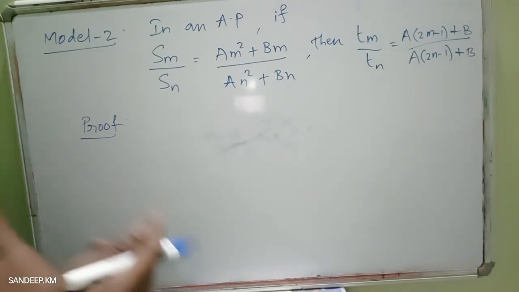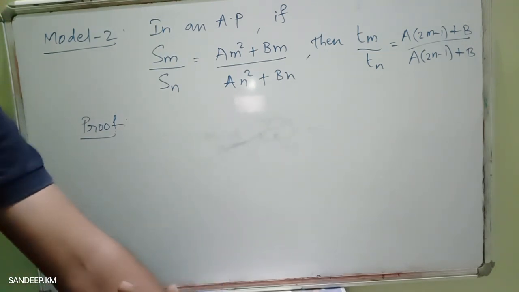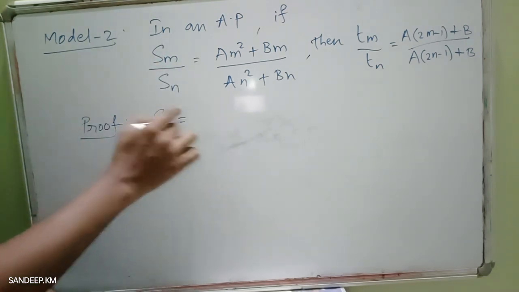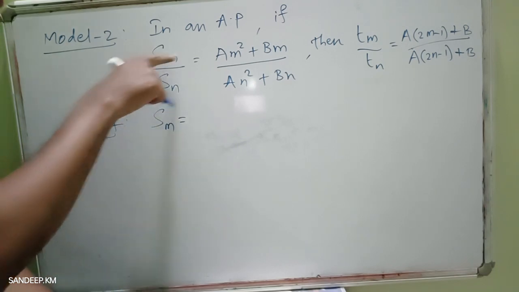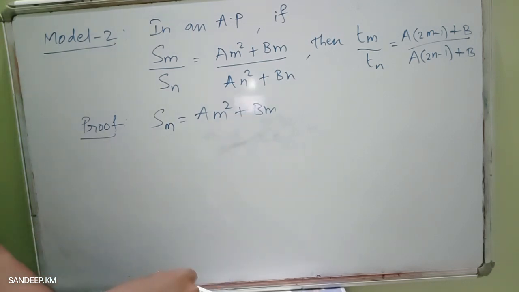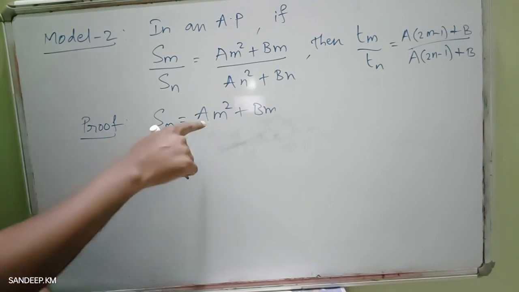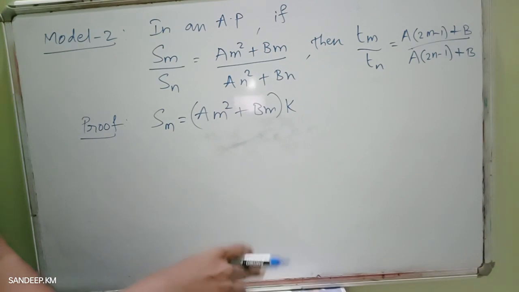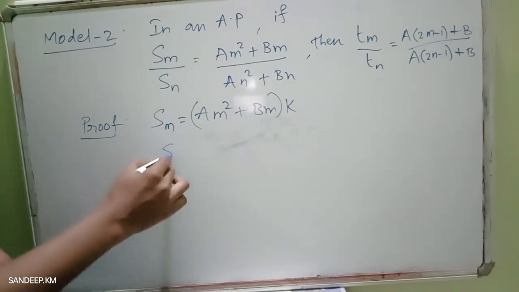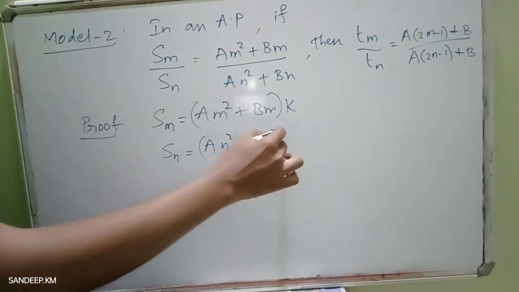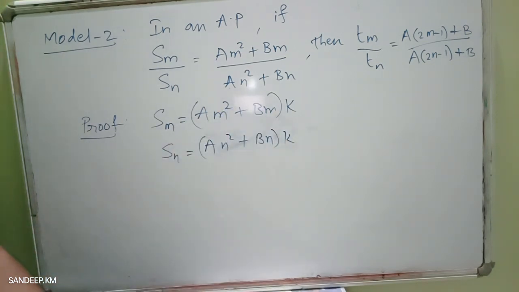Generally, one small mistake that children regularly make: when we ask what is the sum of m terms from the ratio, they say that the sum of m terms is equal to am² + bm. They say it blindly. But in a ratio, we are not supposed to take it like that. So what to write here? The sum of m terms is equal to (am² + bm) multiplied by some constant k. Of course, k should not be 0. And the sum of n terms is equal to the same, (an² + bn) times k, the same constant k.